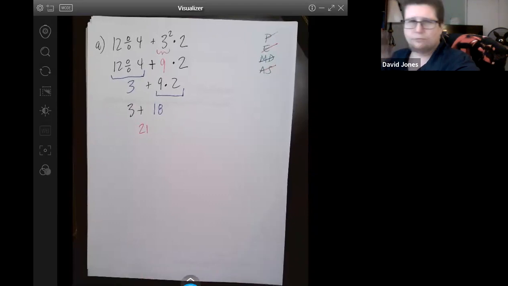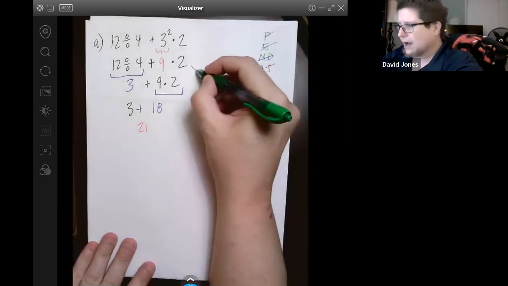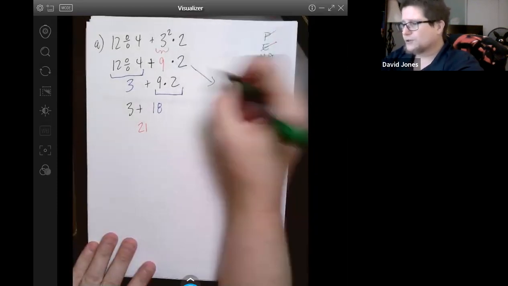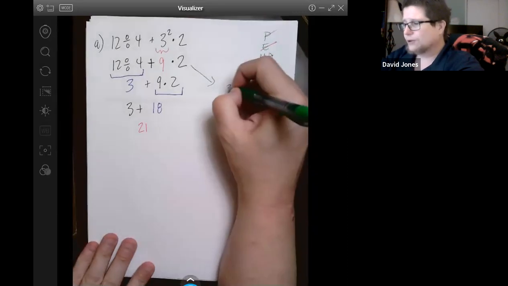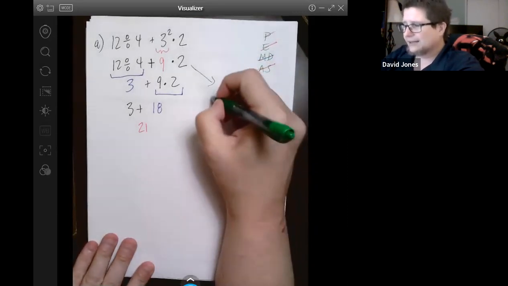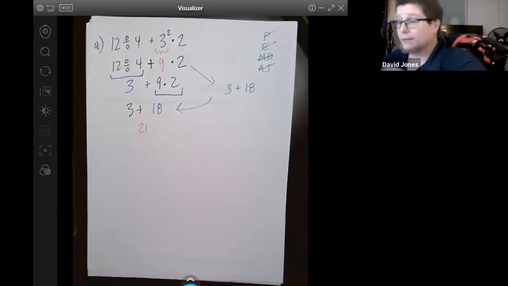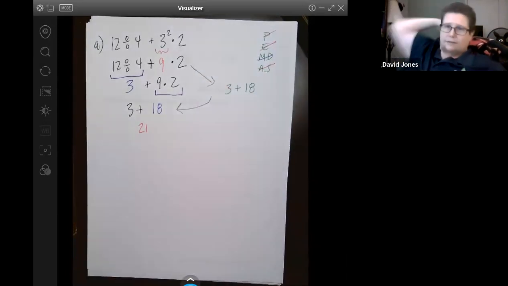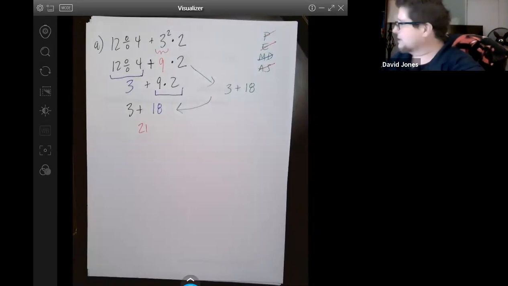It's helpful to write the lines down step by step. When you get comfortable doing it, rather than doing this as 2 steps, I would do 12 divided by 4 is 3, and 9 times 2 is 18. And you can bypass the middle step, but that takes practice. You've got to get used to working with the system. Okay.